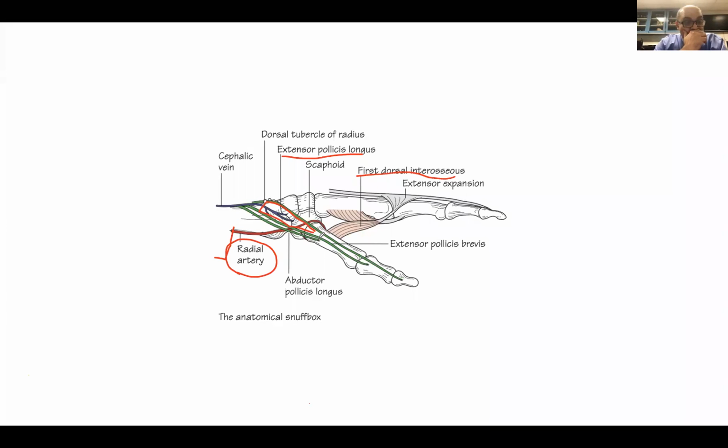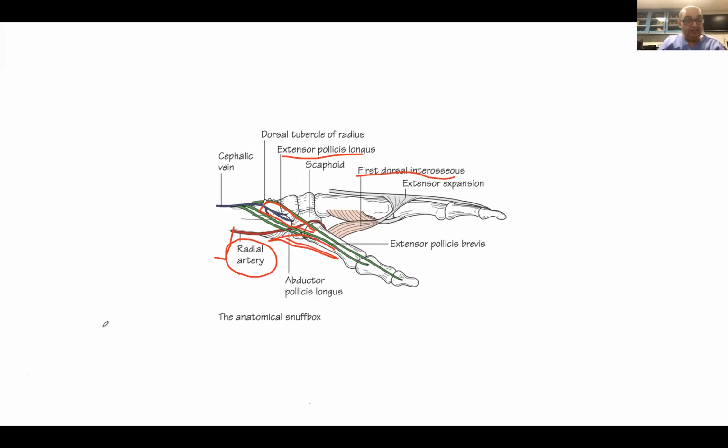We can pulse the radial artery in two places, lateral to the FCR tendon and against the scaphoid in the snuff box, right? Yeah. So it is the median nerve. The median nerve is here. The median nerve is in this place. The median nerve is here.